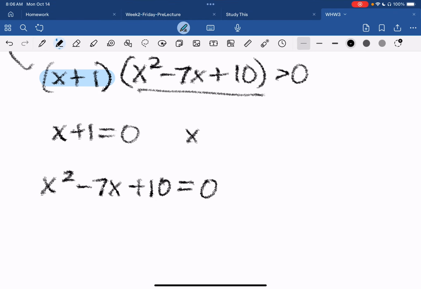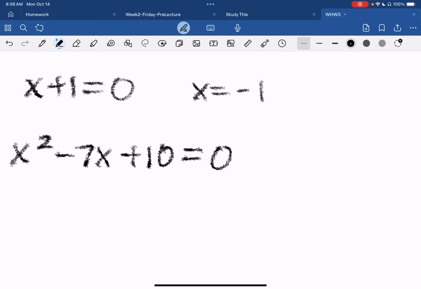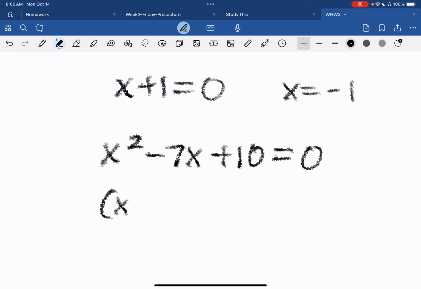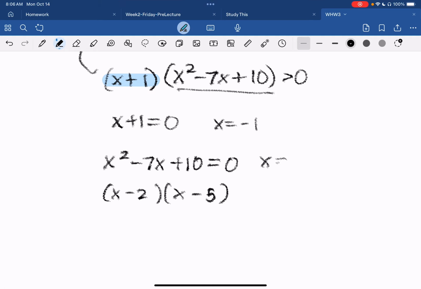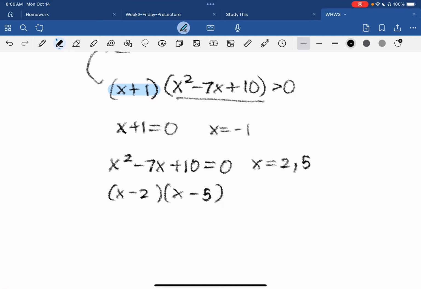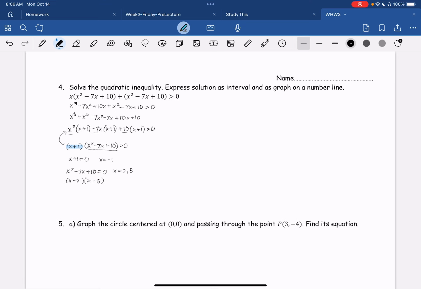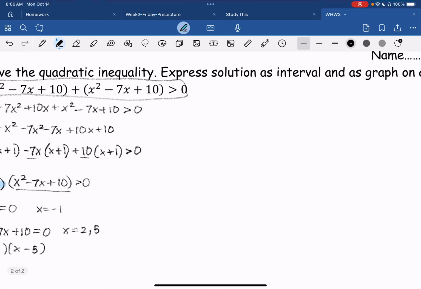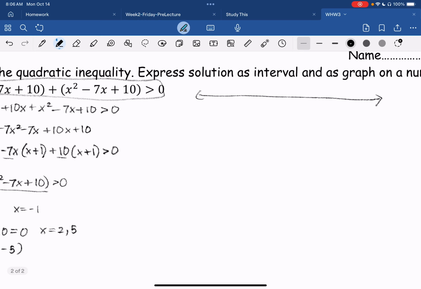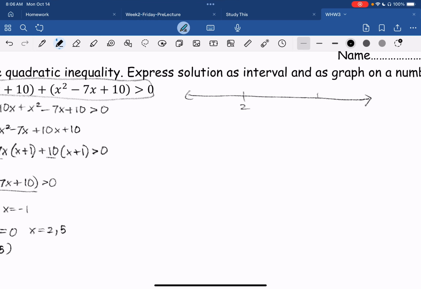So for this one, it's easy. I already know that x is equal to -1, but this one I have to factor. I know that 2 and 5 work as factors, so I can do 2 and -5. And then, so I know x equals 2, x equals 5, positive. Cool. So we can check, okay, will any numbers give me undefined value like number 3? There are none. So I'll just graph it on the number line. I have 2 and I have 5.